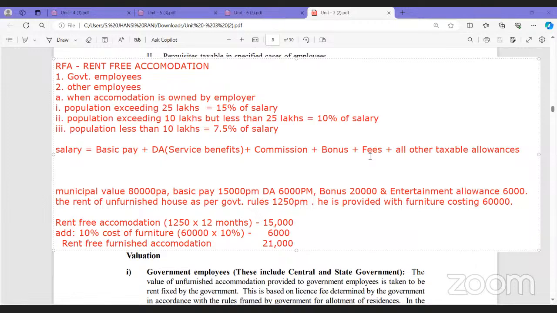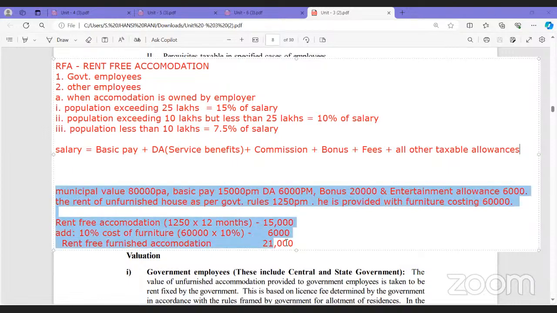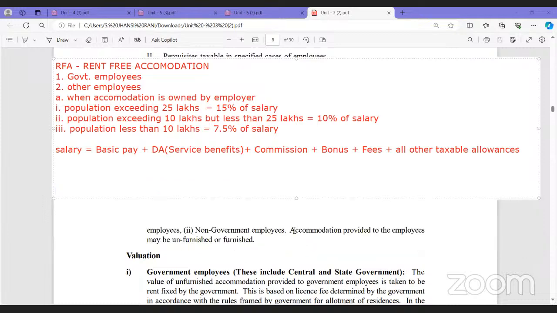Now, what we will do, we'll do one problem where you can understand how we will do it. Okay, let's look at this. Can I remove this government employee information? Yes, ma'am. So now we'll write a problem.